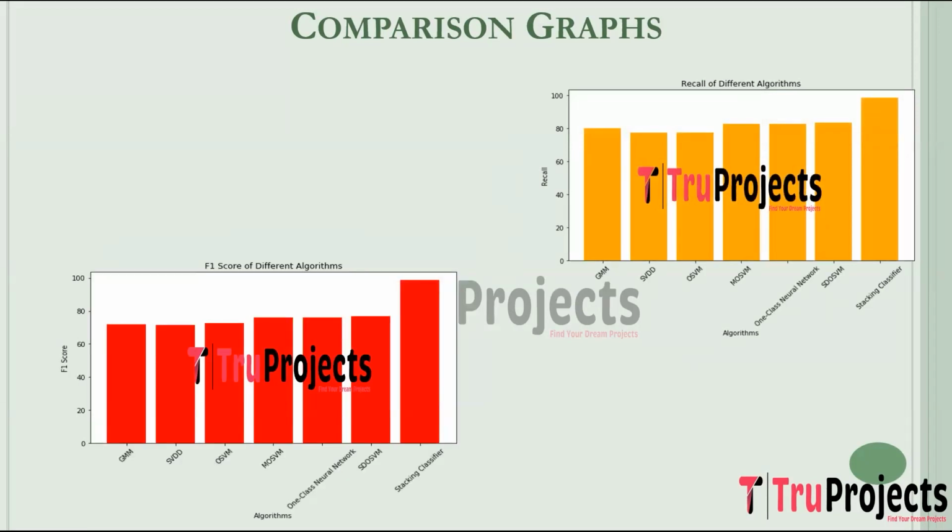F1 score is the harmonic mean of precision and recall, offering a balanced measure that considers both false positives and false negatives, making it suitable for imbalanced datasets. The algorithm which performs well among all these metrics will be used for final prediction. So the extension algorithm, stacking classifier, is performing well among all the metrics, so it is used for final prediction.